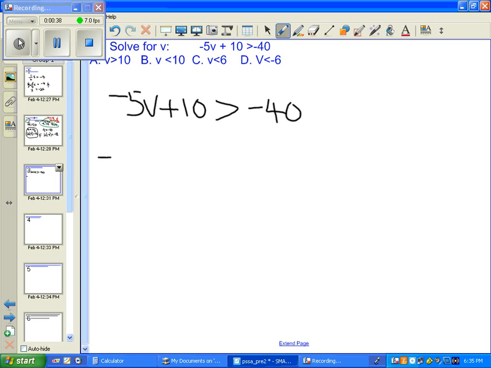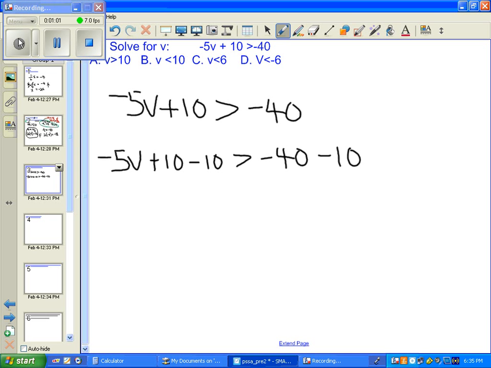First thing you do with this is you take 10 away from both sides of this. Plus 10, take away 10 is greater than negative 40, take away 10. This negative 40 take away 10.